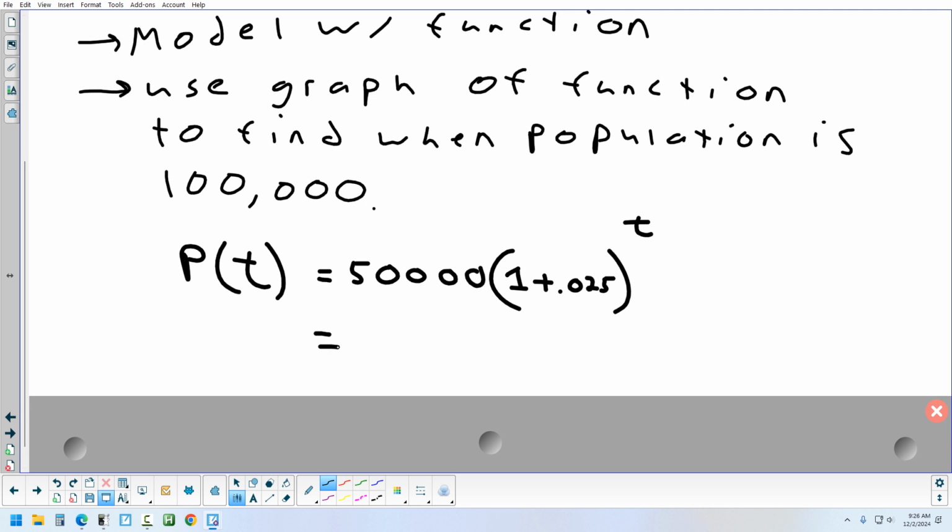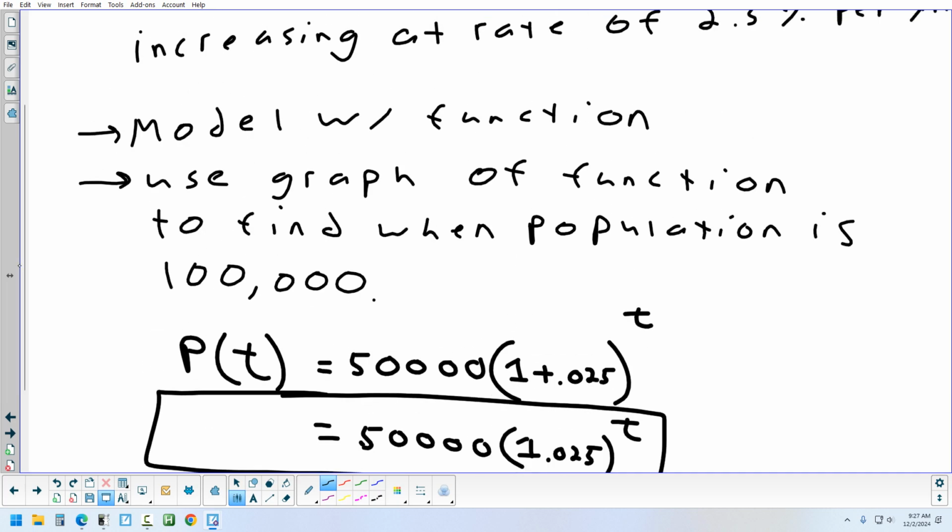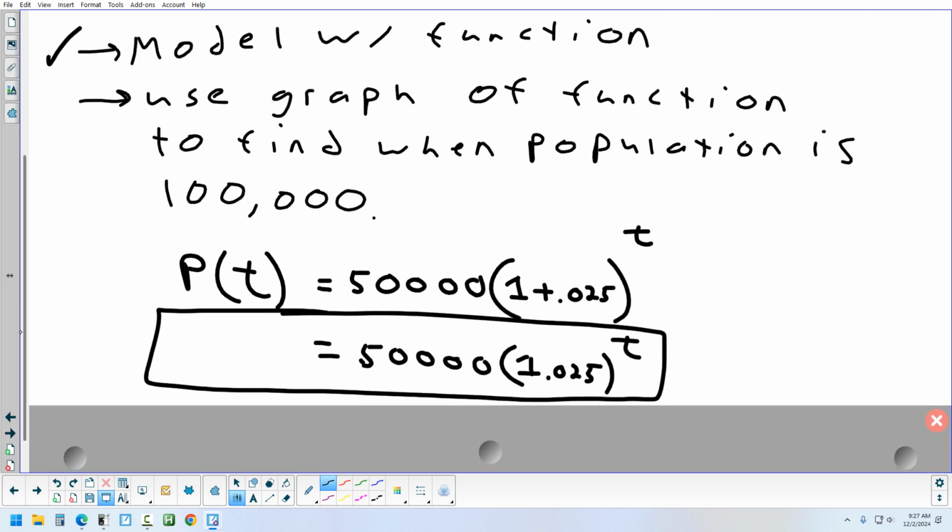So I'll simplify it as much as we can. 1 plus 0.025. That's all you can do. You cannot multiply 50,000 times 1.025. You have to leave it just like that. There we go. So that's the first part, to create a formula for our problem. Any question on the formula?